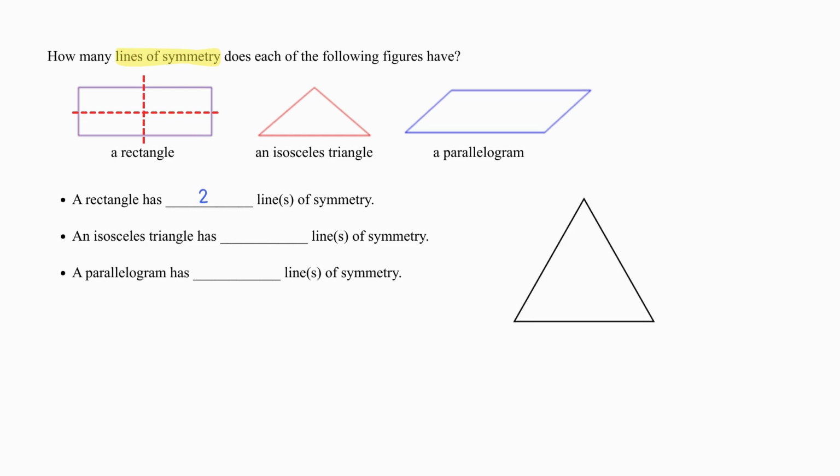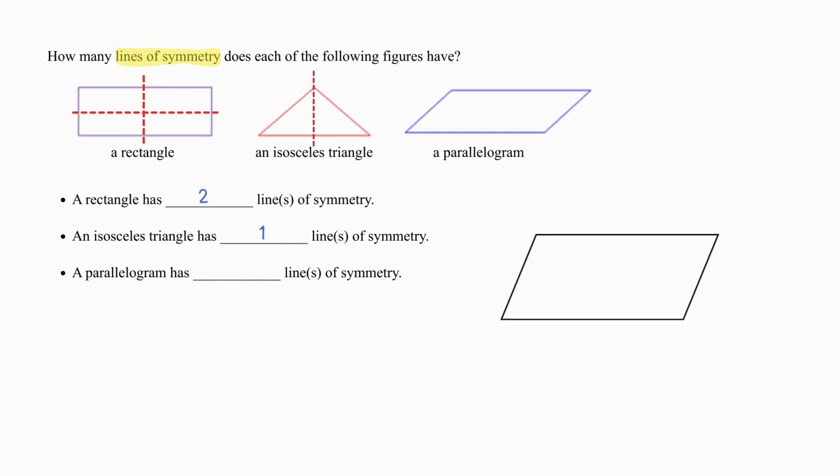Moving to the isosceles triangle. Remember, an isosceles triangle is the one where two sides are exactly the same length. Since the left and right sides are a mirror of each other, we can draw one line straight down from the top point, the vertex, to the middle of the base. Are there any other symmetry lines? Let's try to fold the triangle from any other corner. The sides won't match because the base is a different length than the sides. Therefore, an isosceles triangle has one line of symmetry.